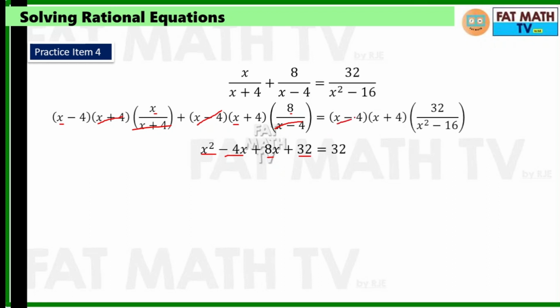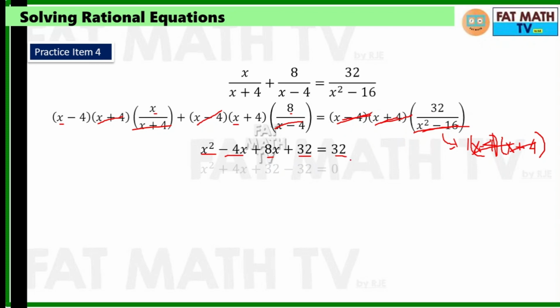And here you can cancel x minus 4 times x plus 4 with x squared minus 16, because x squared minus 16 is actually x minus 4 times x plus 4. So you can cancel this with this, and then x plus 4 with x plus 4. And then you will have 32.